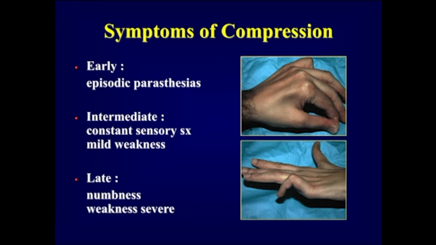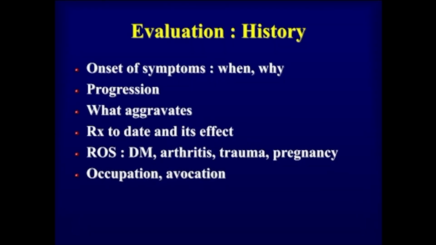The earliest stage is episodic paresthesias, which means that the patient may have episodes of the neuropathy, but there are other times when the nerve function is completely normal. An intermediate stage is when the sensory symptoms are constant, and they have mild weakness, whereas in the late stage, the patient has constant numbness as well as severe weakness.